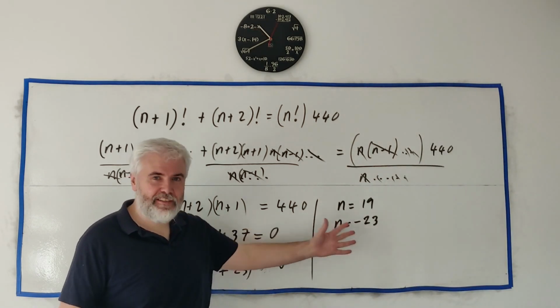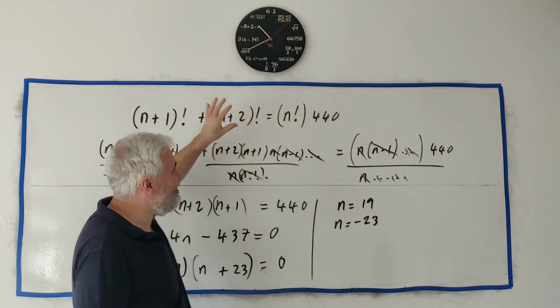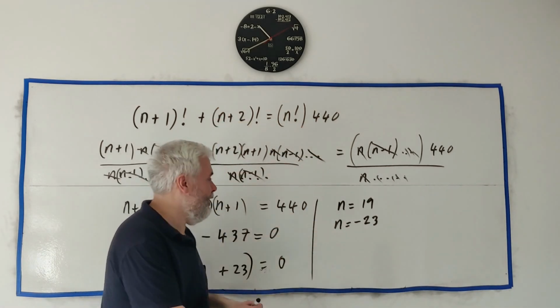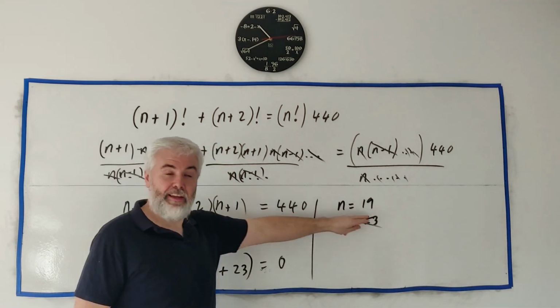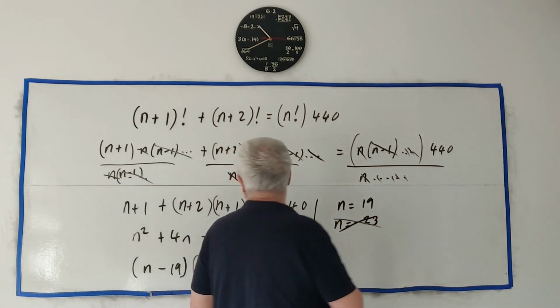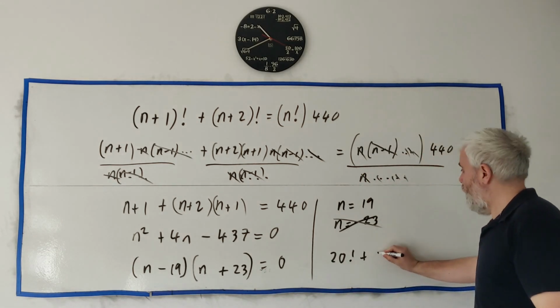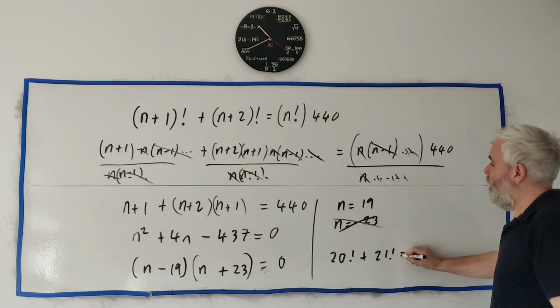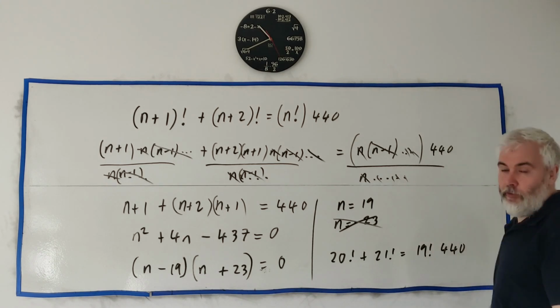Now, before you give this as your answer, remember we're dealing with factorials here. Factorials don't make sense for a minus number. So this is not the answer. The answer to this whole question was n is equal 19. So this would have been 20 factorial plus 21 factorial is equal 19 factorial times 440.